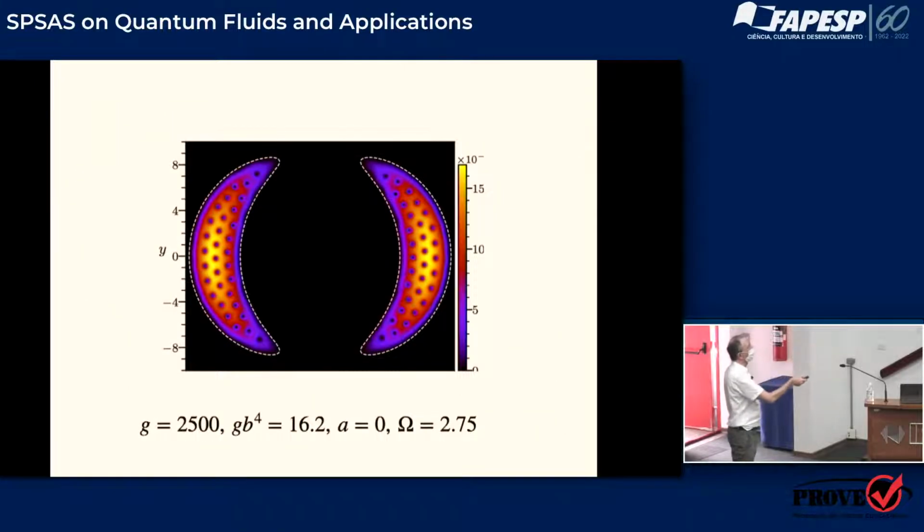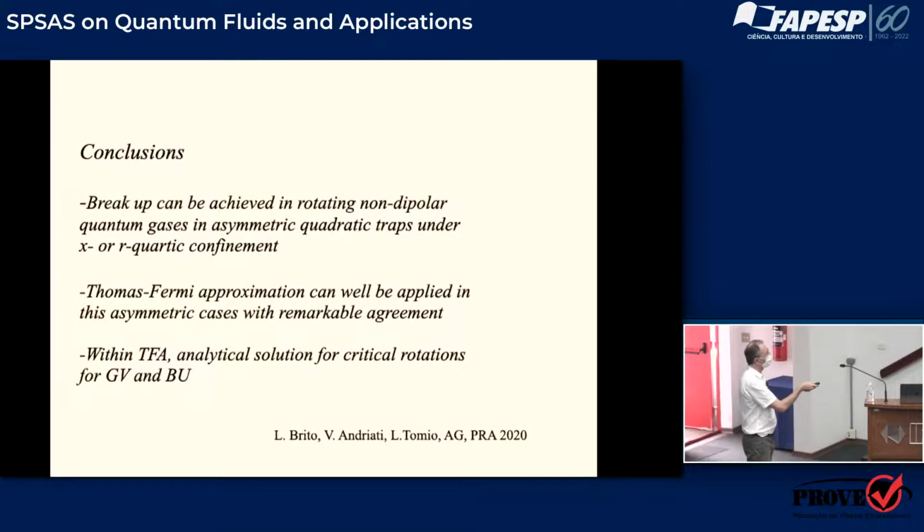This is also a very nice picture. Then we increased the G, and we obtained more vortices in this case. And exactly, it broke up in that diagram.